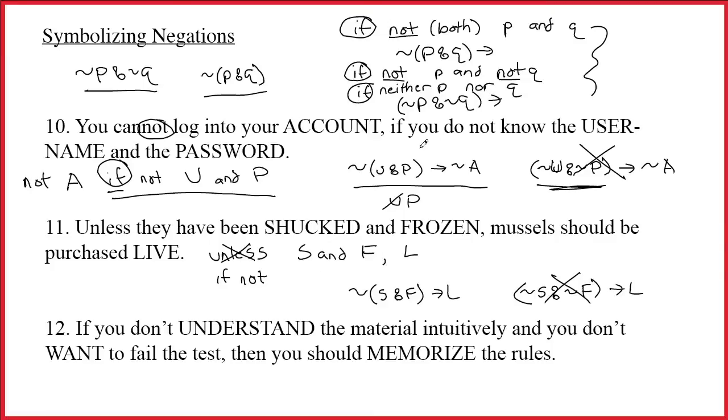Because what's the language? If not S and F. If not P and Q, remember the word both is optional. I like to say that the word both never changes the meaning of anything. This one is hard to understand, but notice, there's being shucked and there's being frozen. Unless they've been shucked and frozen, you should buy them live. So if even one of these things is false, then you should buy them live. That's the meaning of the sentence.